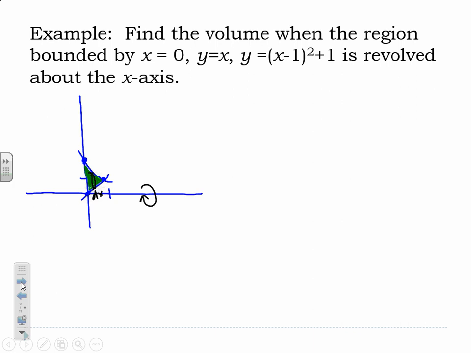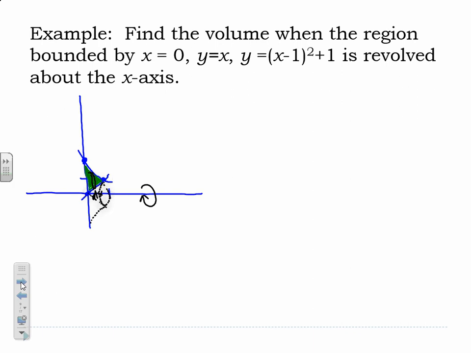Now, this isn't necessary, but if it helps you, you can even draw in kind of what it's going to look like, using some symmetry. It's going to kind of look like an inverted volcano. That part's not necessary. The green part, the rectangle and the arrow are all necessary in your picture. You're getting points for drawing your picture. So now let's set this up.